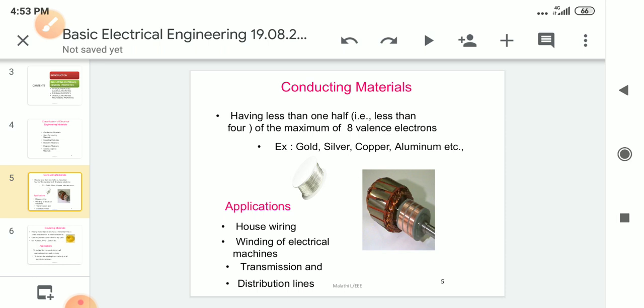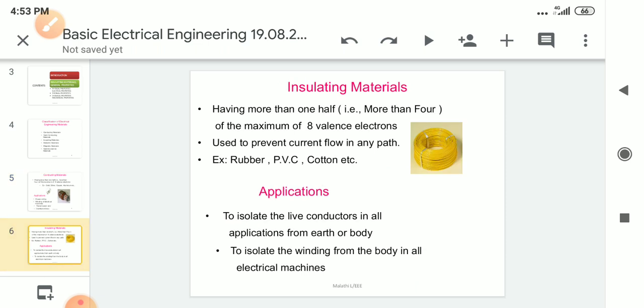So many applications for this are house wiring, winding of electrical machines, transmissions and distributions. And then next is insulating materials. Insulating materials are the materials which do not allow the electric current to flow through them. So these materials have the property of very high resistivity.